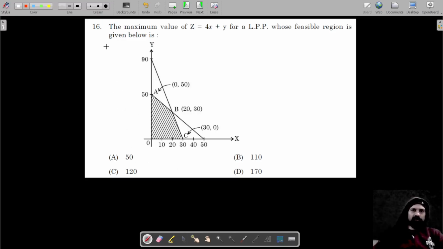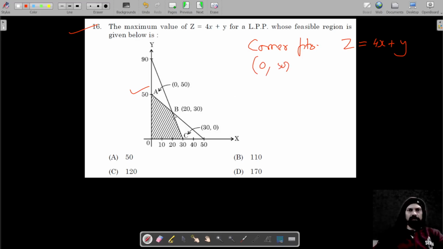So for question number 16, we have to find the maximum value of Z whose feasible region is given below. For this, we are going to write down the corner points and we will evaluate the linear equation Z for those corner points. The first corner point is A, which is (0, 50), and the second corner point is B, which is (20, 30). Then C, it's (30, 0), and then D, which is the origin.